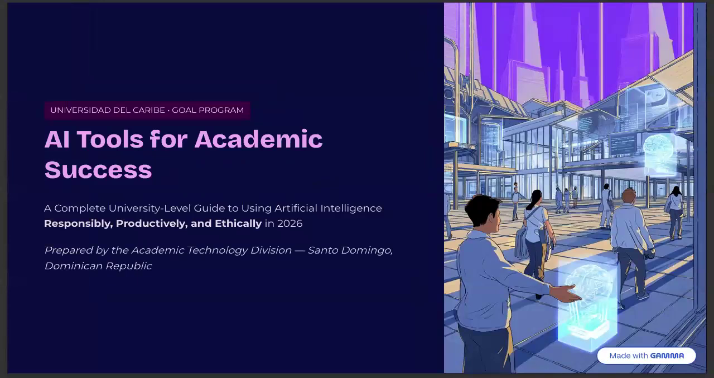Of the 42 pages, we got here 20 pages of presentation. What are those 20 pages? Let's talk about the AI tools for academic success. A complete guide for using artificial intelligence responsibly, with responsibility, productively, okay, and ethically.